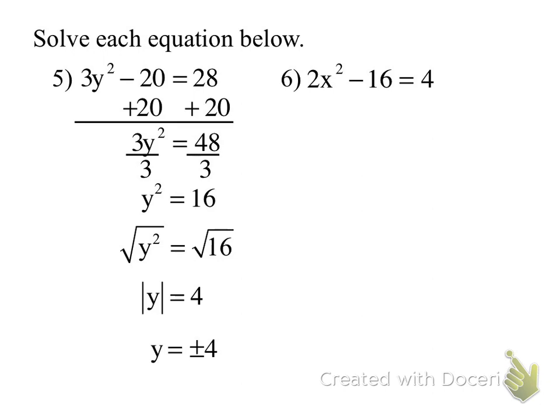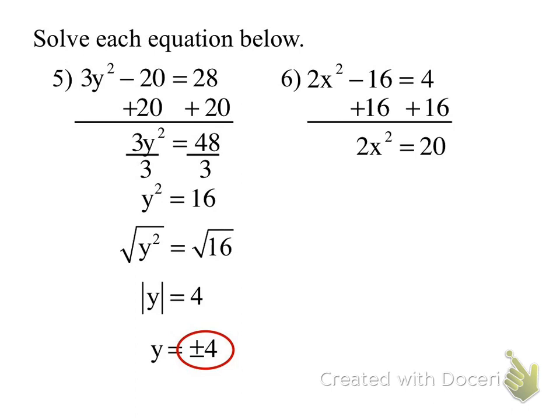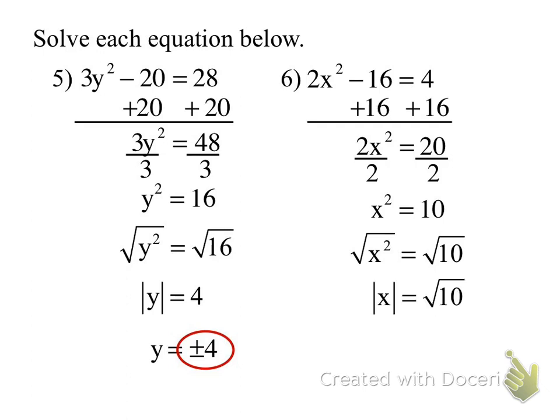What do I do first? Julia? You would add 16 to both sides. Adding 16 to both sides. Then? You would divide by 2 on both sides. Okay. And then we get? x squared equals 10. And then? We root both sides, and we get the absolute value of x equals the rad of 10. Yep. We don't even have to find the square root of 10. It's already simplified. And then you do x equals plus or minus rad 10. Yep.